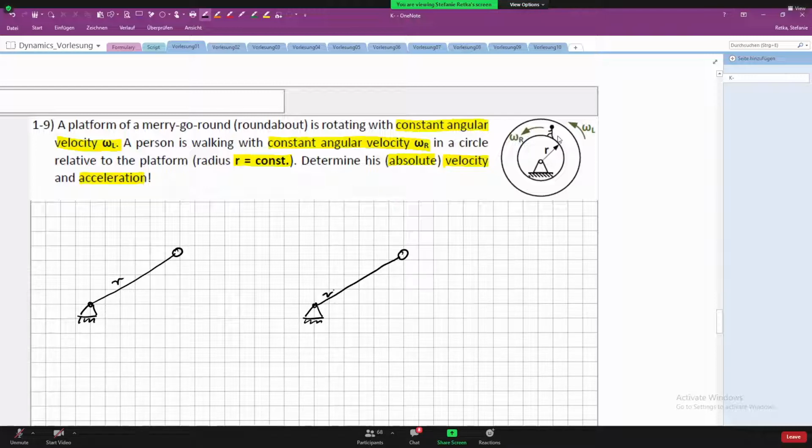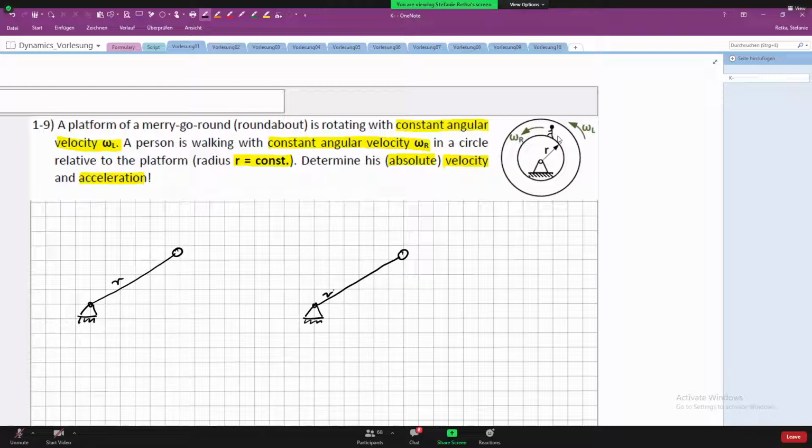Okay, now we have to decide which is our leading motion. So we are the outside observer, and what we see is the rotation of the platform, the circular motion of the platform. So this is our leading motion. Then we step on the platform, and what we see is this person. We are rotating with the platform, and we see this person walking along a circular path. So our relative motion is also a circular motion. And also, of course, it's given in our figure because there's an omega given. And if there's an omega given, it has to be a circular motion.